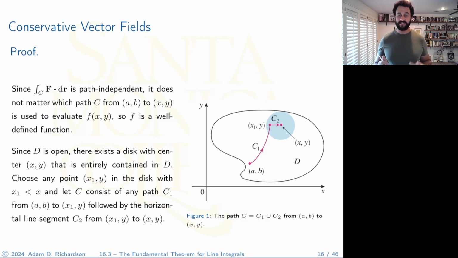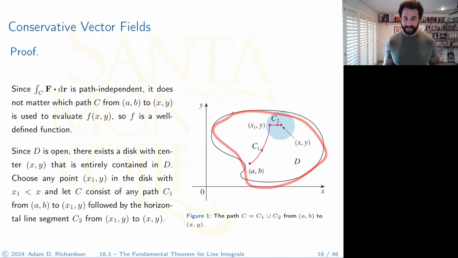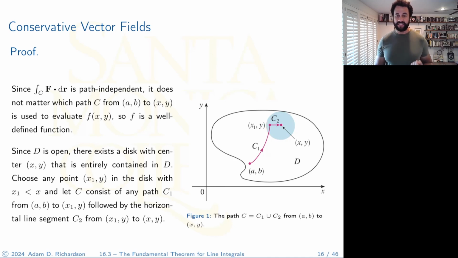Now, since D is an open set, that means there exists, here's D, by the way, a disk entirely contained within the set D, just like this. Now what we're going to do is choose any point (x1, y) in the disk, and we're going to choose it so that the coordinate x1 is strictly less than x. So very much the picture.